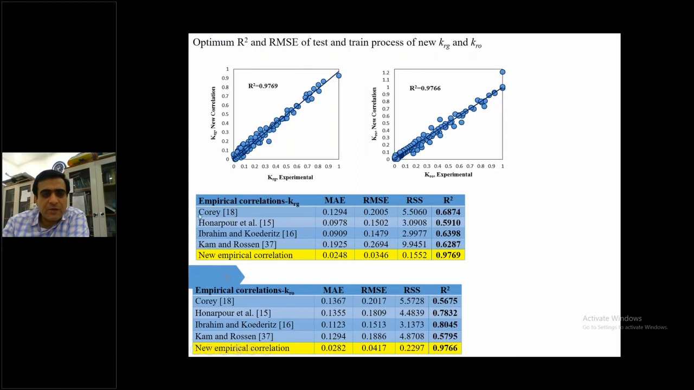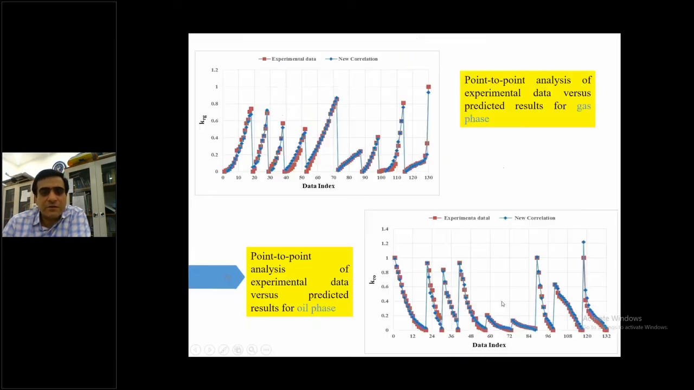The best optimized models, available models, are compared with the new empirical correlation. For example, here the Corey model shows R square equal to 0.68 after optimization, but the new empirical correlation shows around 0.97. And for the oil phase, you can see a better approach and a better estimate by the new empirical correlation. And you can see here point-to-point analysis of the experimental data and prediction results for each phase, for gas phase at the top and for the oil phase at the bottom.